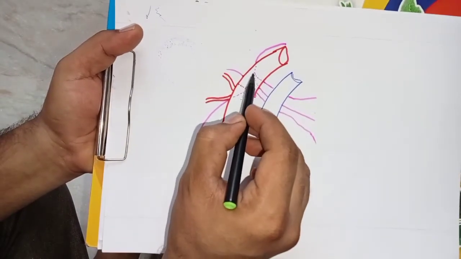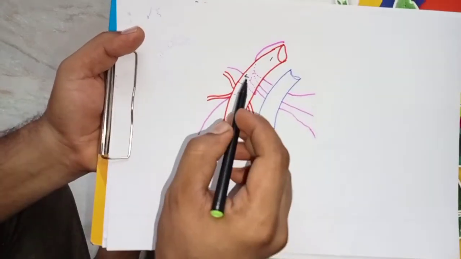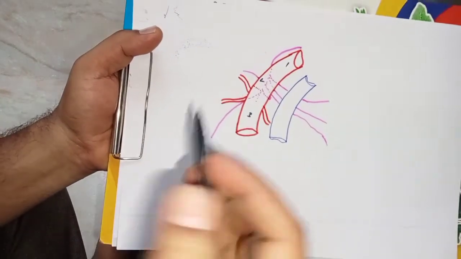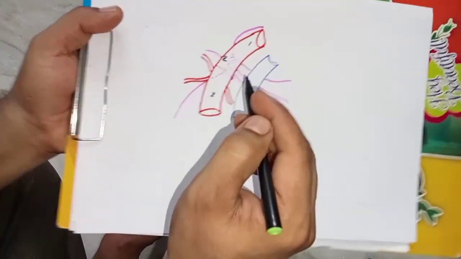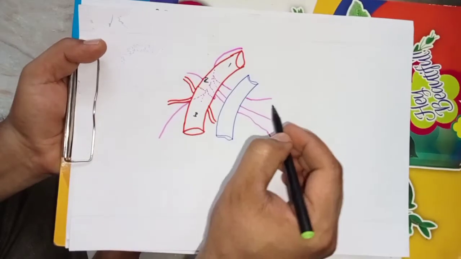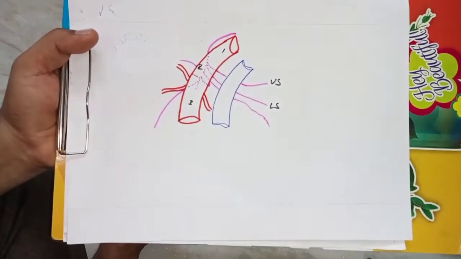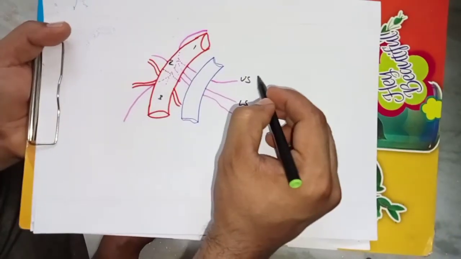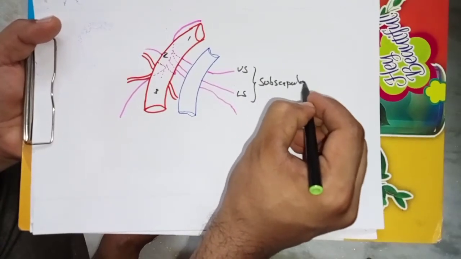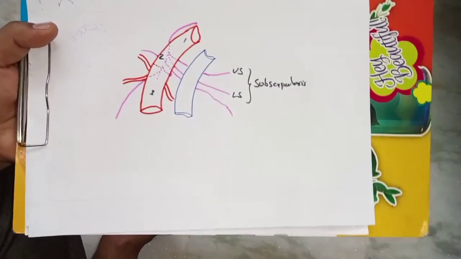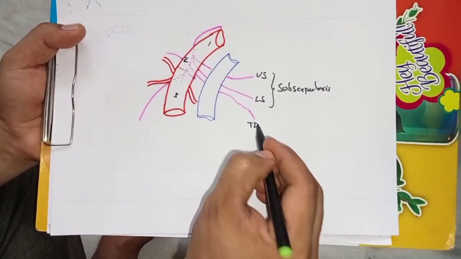This is the second part, actually, right? Yes, this is the first part, and this is the third part. Posterior to the second part of the axillary artery, you can identify all the nerves coming from the posterior cord of the brachial plexus. This is the upper subscapular and lower subscapular. These two nerves supply the subscapularis. Then here you can identify the thoracodorsal nerve.